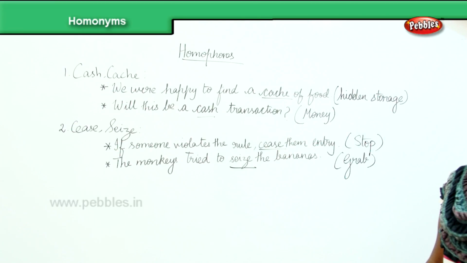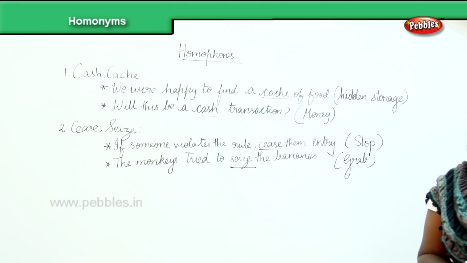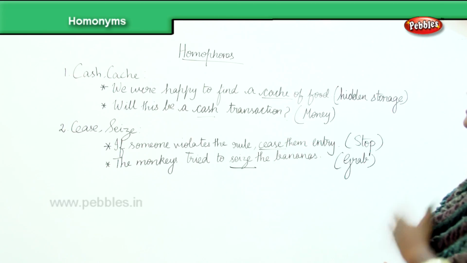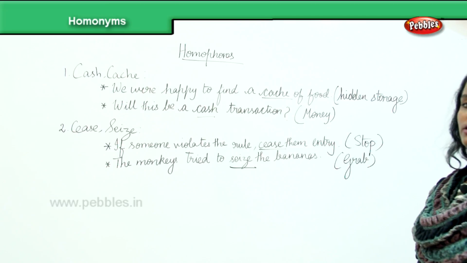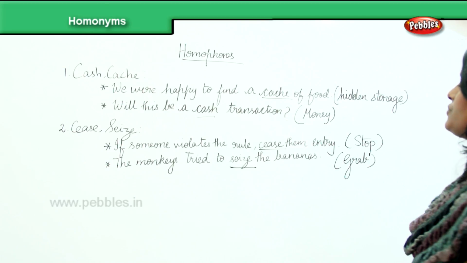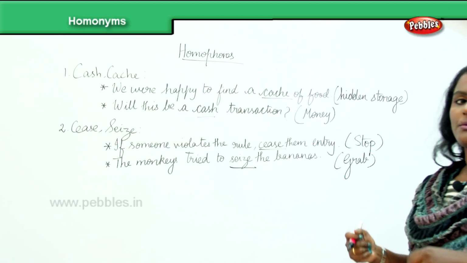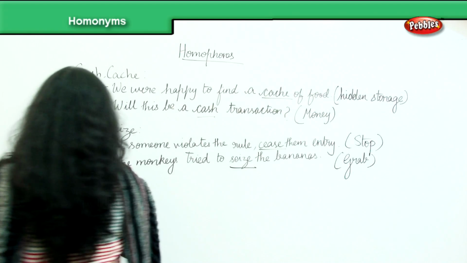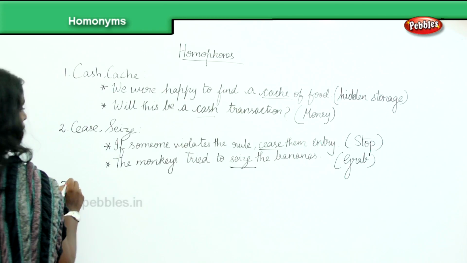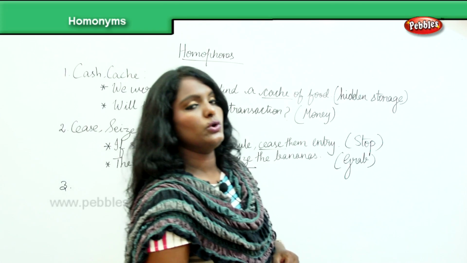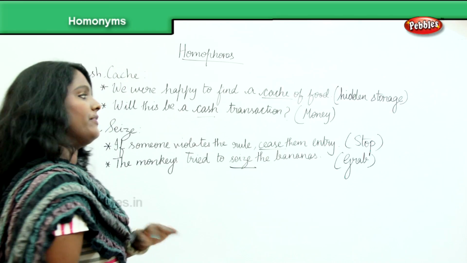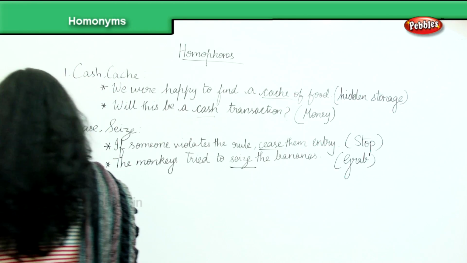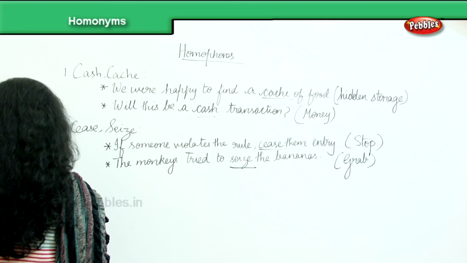Let's go through both the examples once again with the appropriate meaning. If someone violates the rule, seize them entry, stop them from entering. The monkeys try to seize the bananas. The monkeys try to grab the bananas. So you should be able to understand the difference between both the words. Even though they are pronounced the same, they do not spell or mean the same. Let's go with the next set of words.